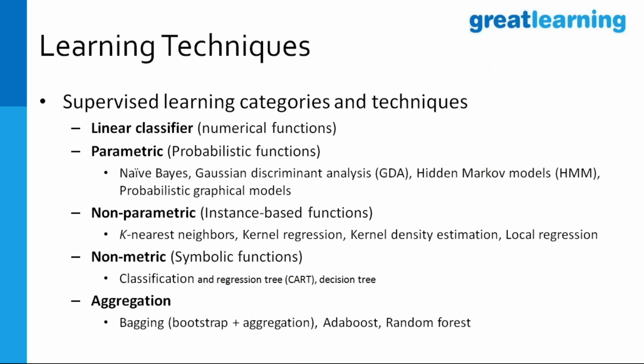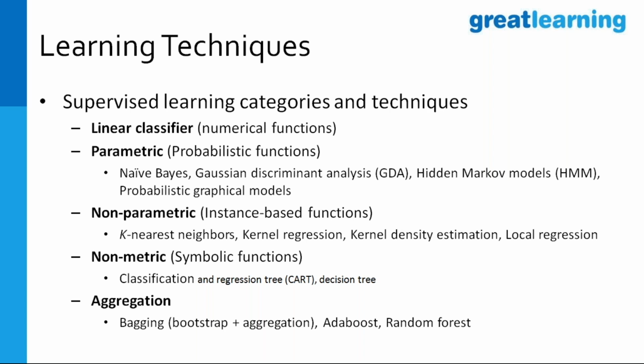Don't confuse between learning techniques. Learning techniques are just algorithms which we are trying to use. Based on the data, we can do a prediction, or classification. So under what criteria can we do classification, and what are the types? The types are linear classifier, parametric, non-parametric, non-metric, and aggregation. So these are all the 5 learning techniques for supervised learning.